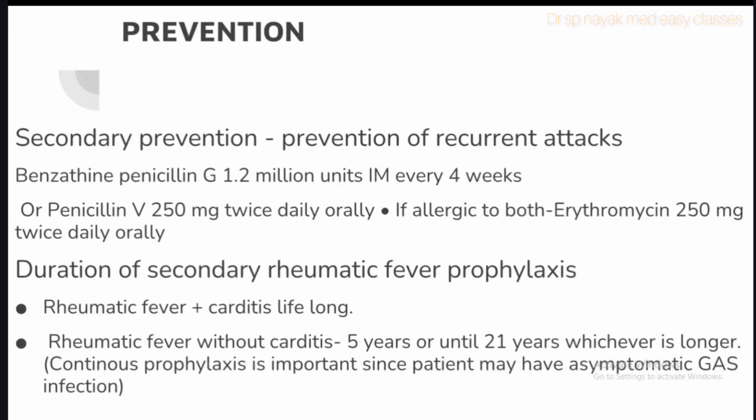Now, duration of secondary rheumatic fever prophylaxis. If rheumatic fever plus carditis, then we are going to give the treatment lifelong. If rheumatic fever without carditis, then we are going to give the treatment for 5 years or until 21 years, whichever is longer. Continuous prophylaxis is important since the patient may have asymptomatic GAS infection. GAS infection can be asymptomatic.